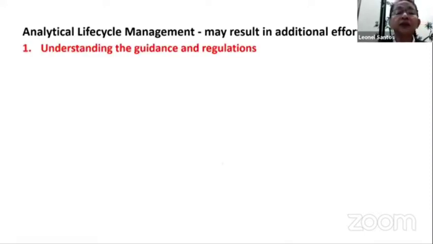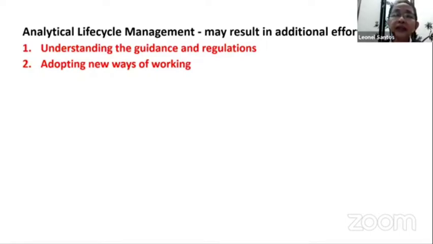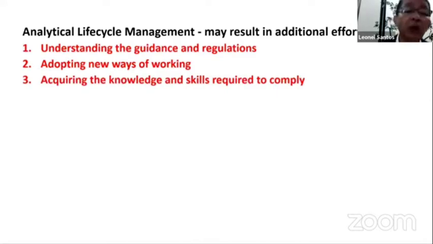Now, the analytical life cycle management may result in additional effort in terms of understanding the guidance and regulations. So the guidances are more on the regulatory side, adapting new ways of working. In a setting, in an industry lab for example, or even in a regulatory lab, a method always goes through method development and validation. It may change based on this new proposed general chapter. And then finally, acquiring the knowledge and skills that are required to comply.